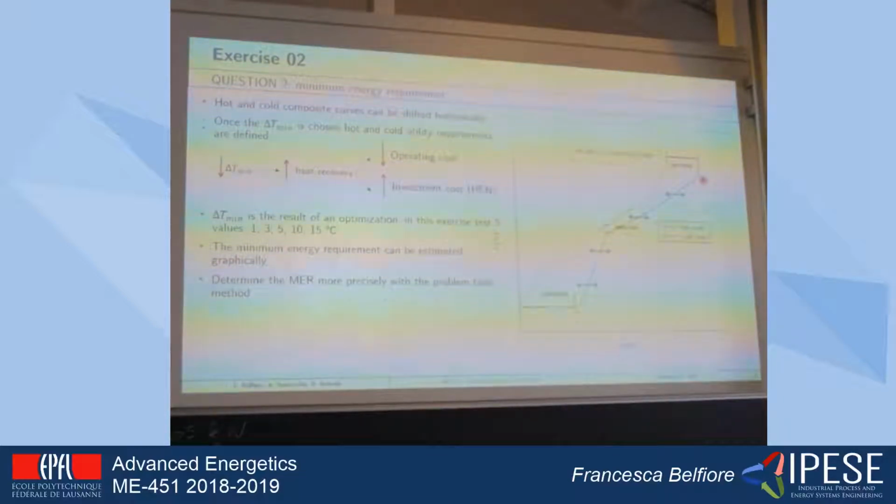And by shifting them, you will identify the minimum temperature interval, which is the minimum distance between the hot and the cold curve, so here. The minimum temperature interval will give you the hot and the cold utility. So once you define that value, you will have the minimum energy requirement. So how much heat you have to provide to the process and how much heat you have to subtract from the process. So in this exercise, you can take different minimum temperature interval, for example, 1, 3, 5, 10, 15.